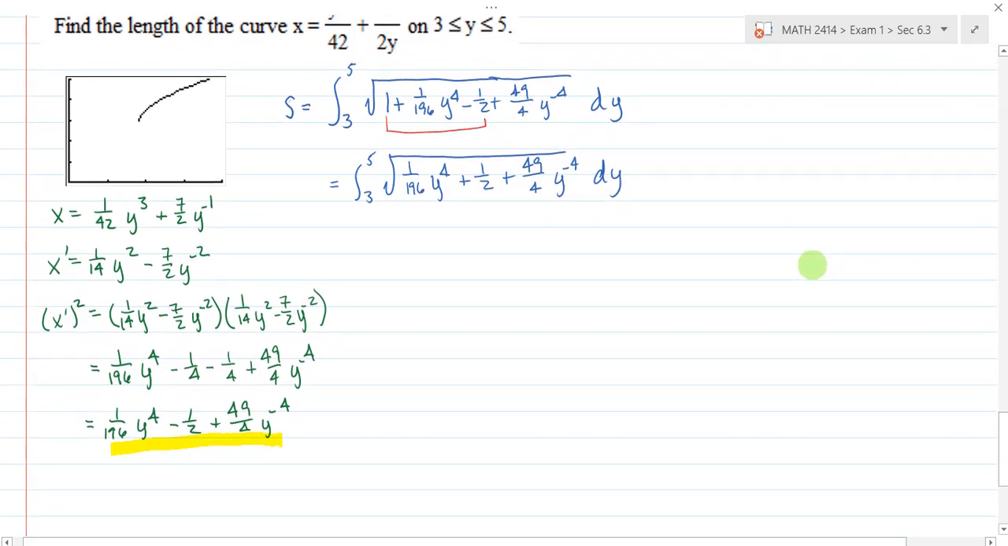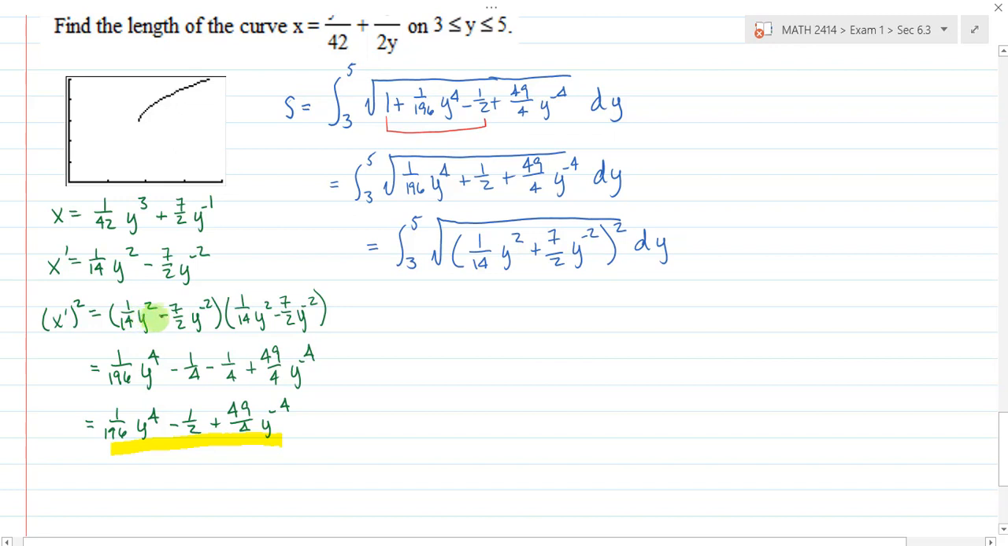And notice once again, this looks very similar to what we had when we squared our derivative, which means that this will factor into a perfect square, because when you multiply something by itself, it's squared, of sums, not differences. So I can rewrite this problem as the integral from 3 to 5 of the square root of (1/14 y squared + 7/2 y to the negative 2) squared dy. Any questions about where the parts came from?